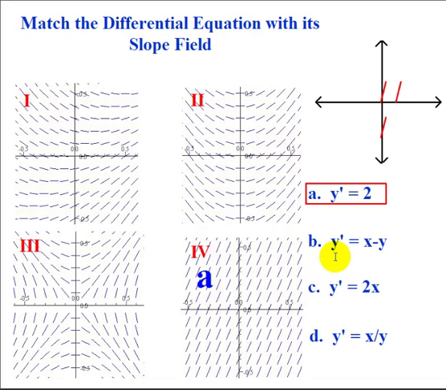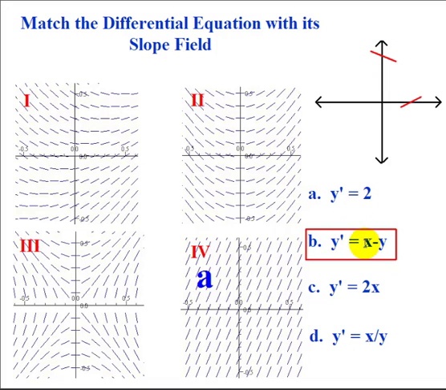Now let's go to B. B is y prime equals x minus y. And I'm going to graph some little slope lines for that. So first, if y is positive and x is 0, then 0 minus a positive number is negative. So I'm going to draw a little slope line with a negative slope.